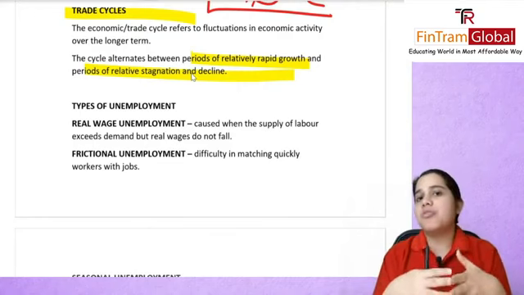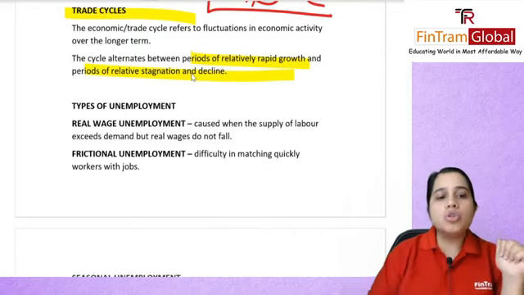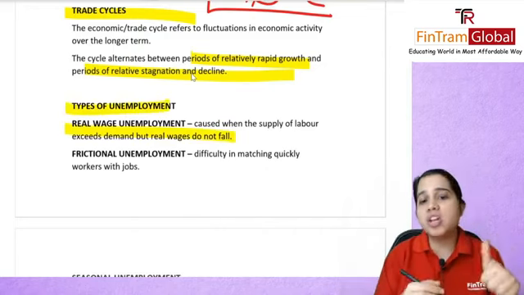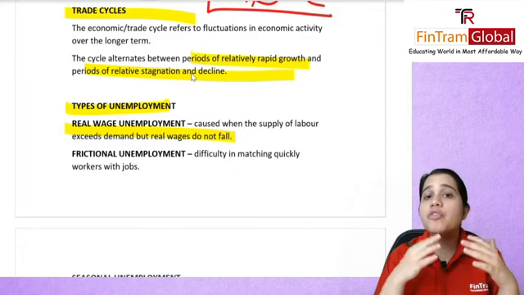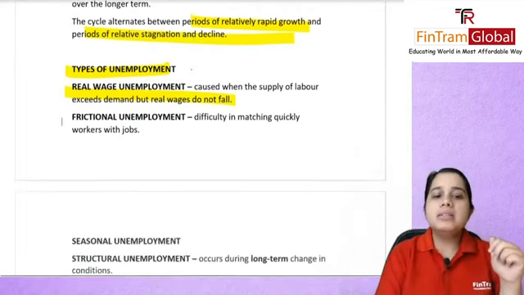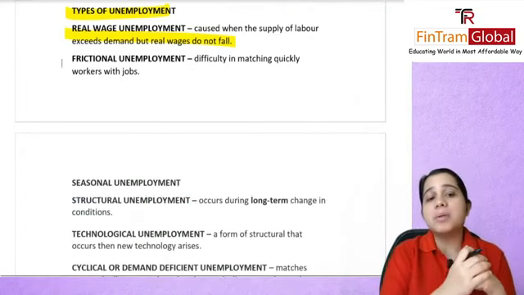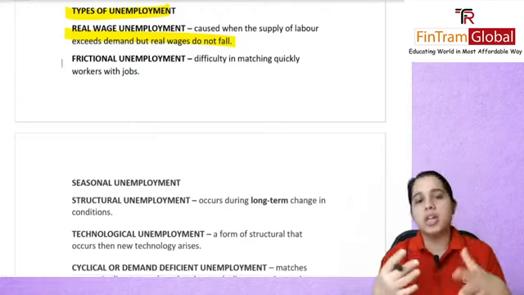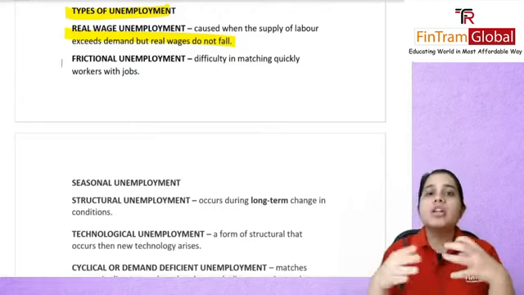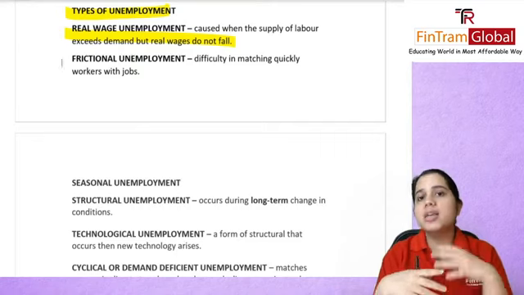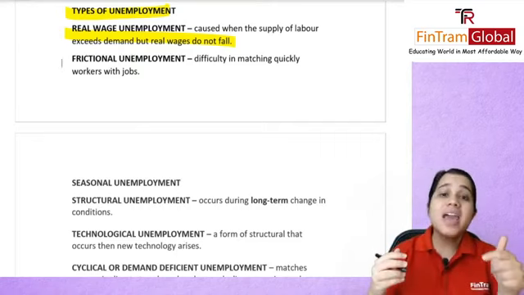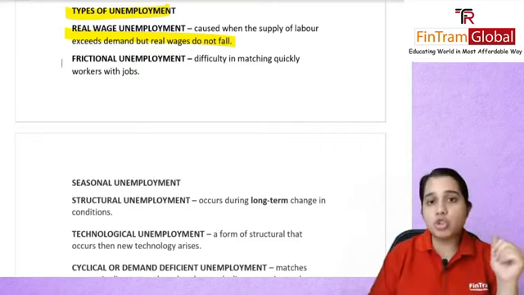What is this type of unemployment? So it's a good thing to remember this. You have your real wage unemployment, which is caused when the supply of labor exceeds your demand, but real wages are not falling. Maybe you have unions that are not letting the wages fall, even though the supply is more than the demand, and technically they should fall.